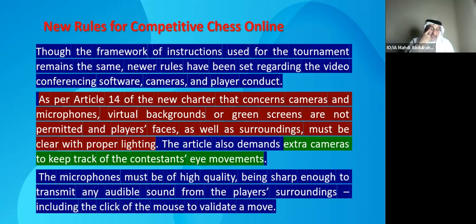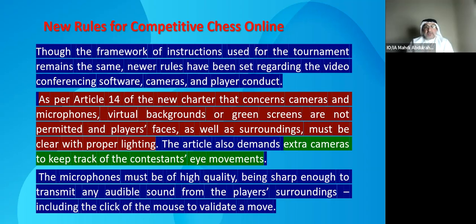The arbiter can watch his hand, face, leg, under the table, everything, all the surroundings. The article also demands an extra camera to keep track of the constant eye movement. So the problem was with the eye movement of the players. For that, they said you have to add a second camera. Why a second camera? Because I have one main camera from my laptop or from my device, PC, computer, and the other will be on the left or right side, to cover all the area around the player.